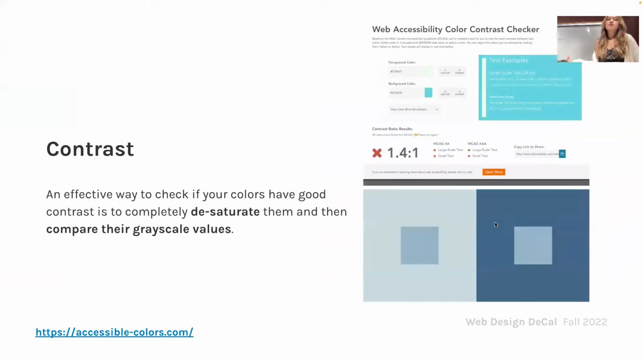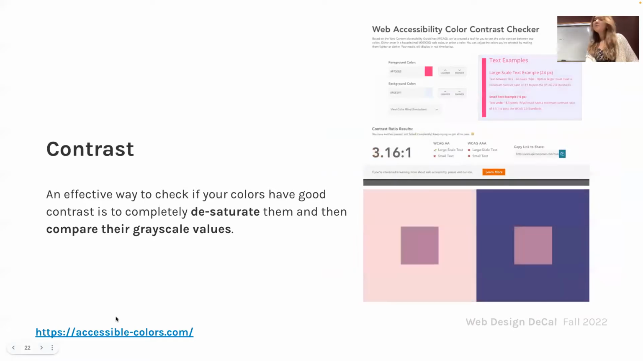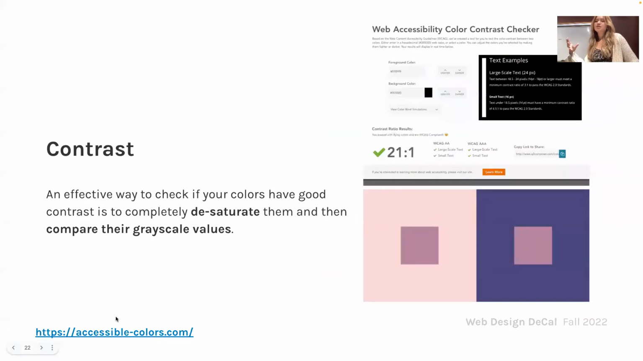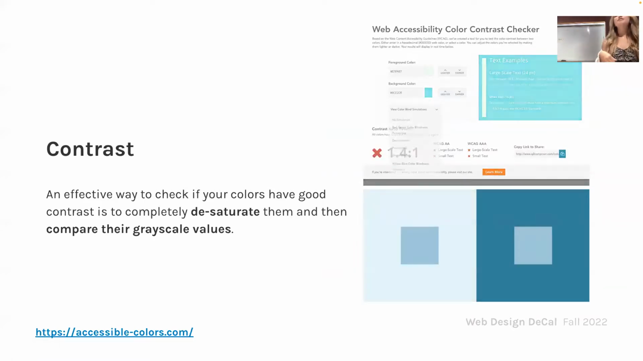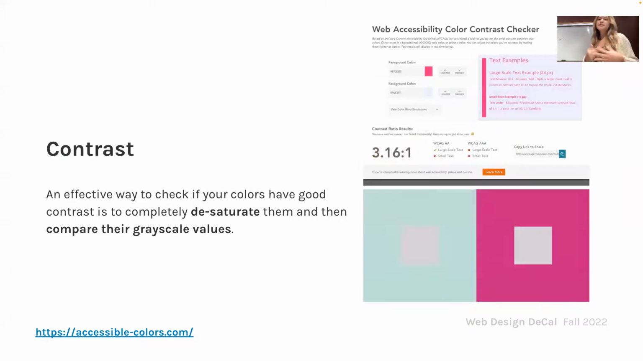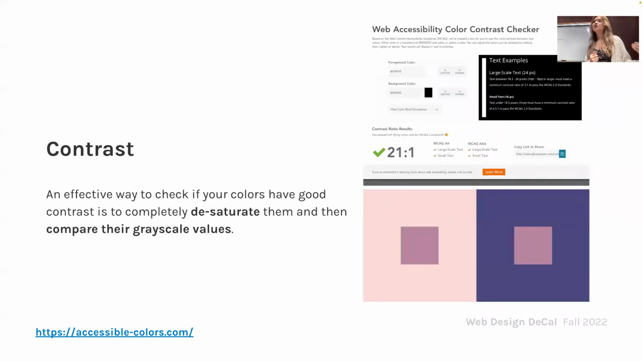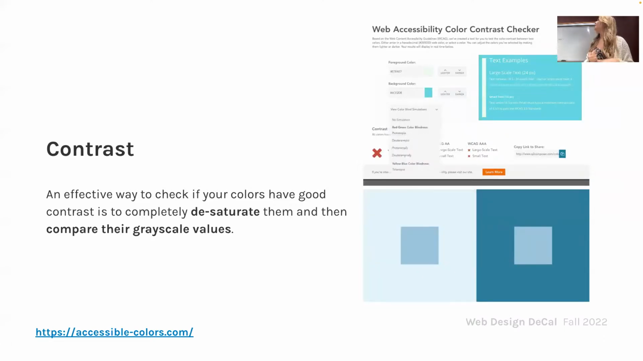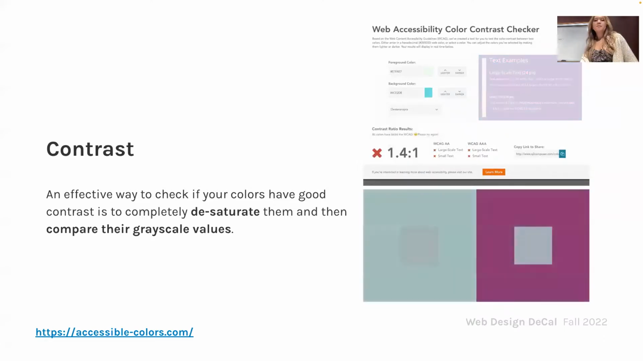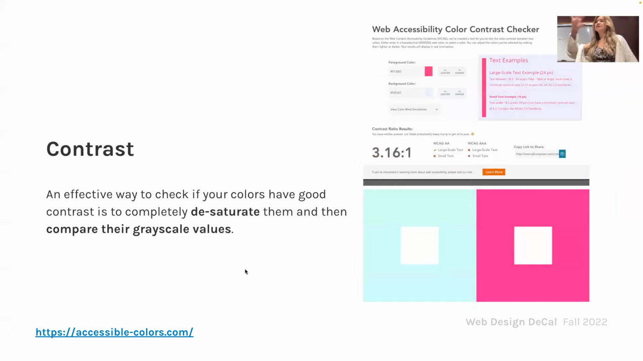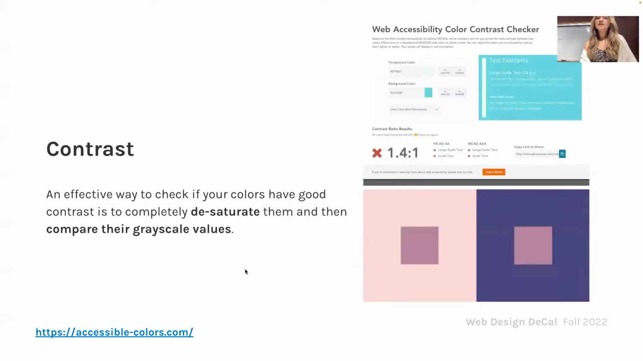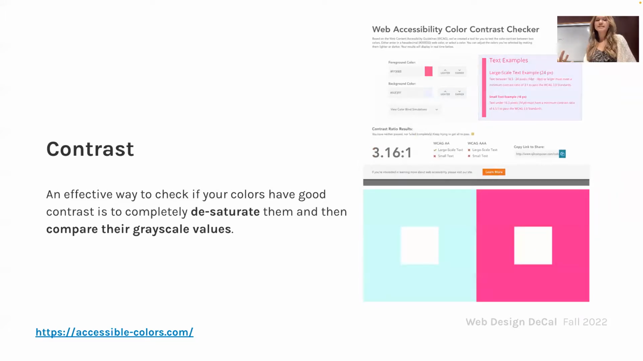A good way to check if your colors have a good contrast is this website right here, accessible-colors.com. It basically takes whatever colors you have and desaturates them. As we talked about before, saturation is just how intense the color is. It takes away the intensity of the color, but it leaves behind the brightness. And that's what we're looking at in contrast. So we're basically comparing white to black with the grayscale value. If it's a good contrast that makes it easy to read, then that's a good color scheme for a site.